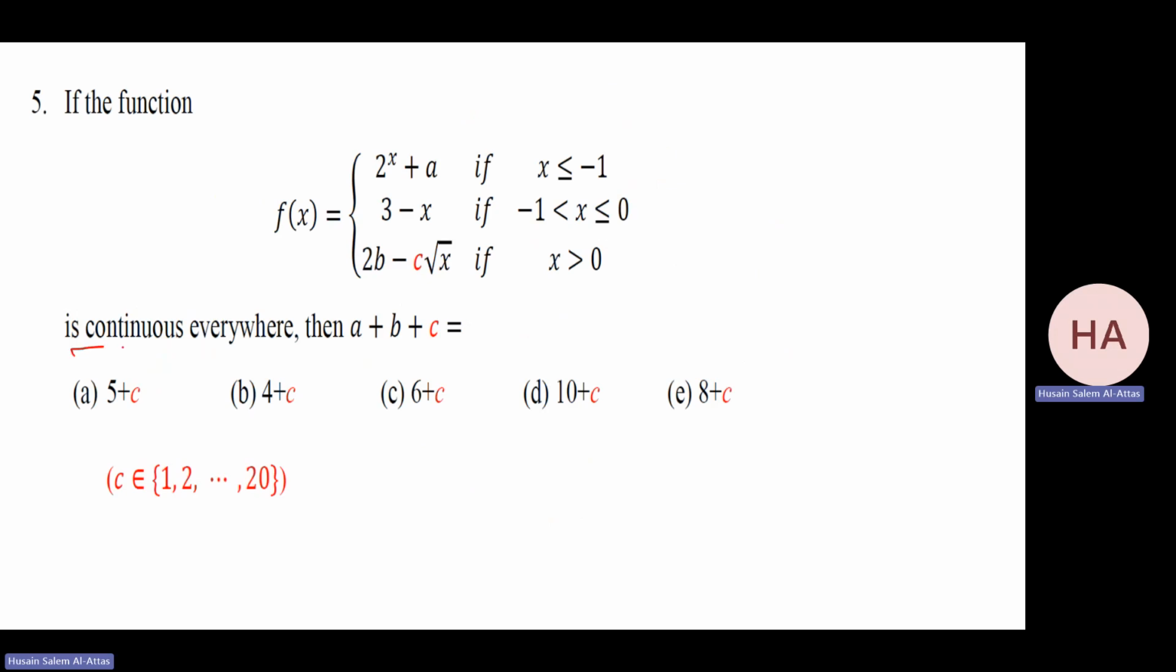Now it says continuous everywhere. Look at the functions. This function is okay. This function is okay. This function is also okay where x is positive. So we have only two conditions. Okay, let us see what will happen. Be careful about something.